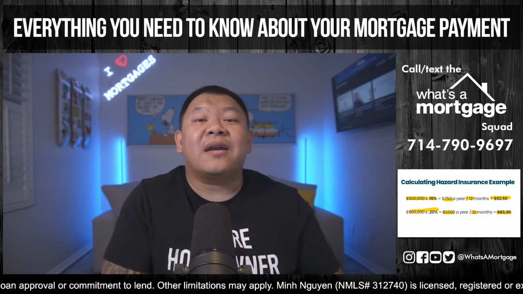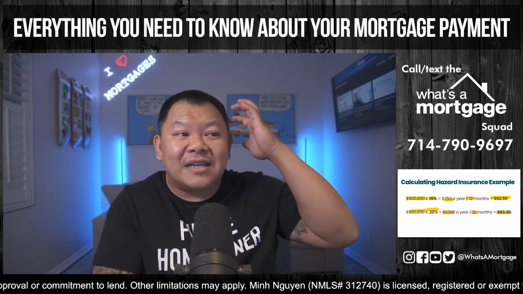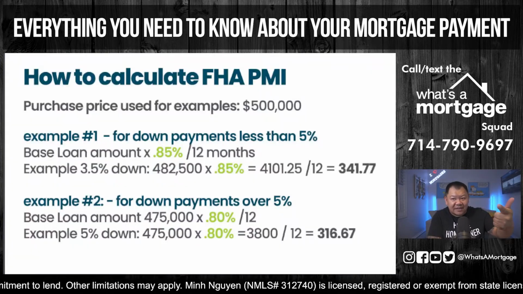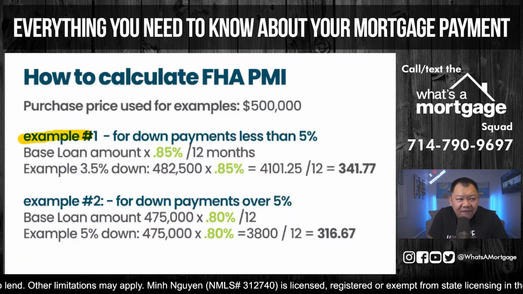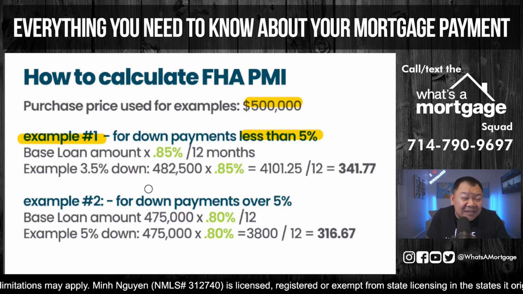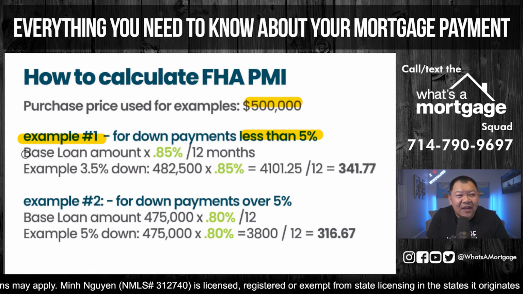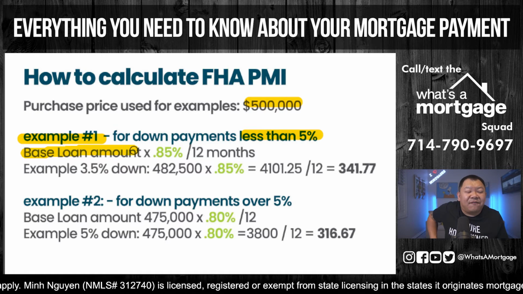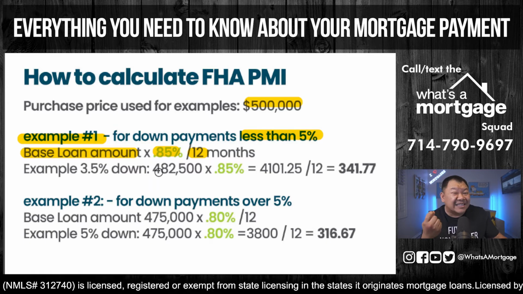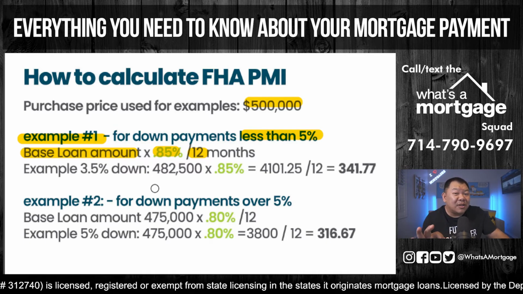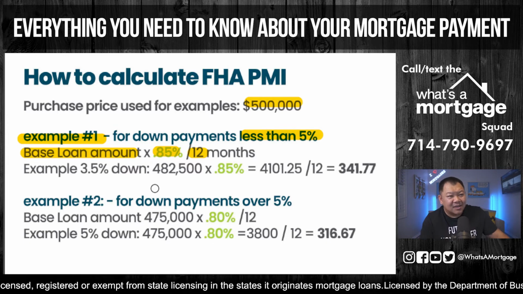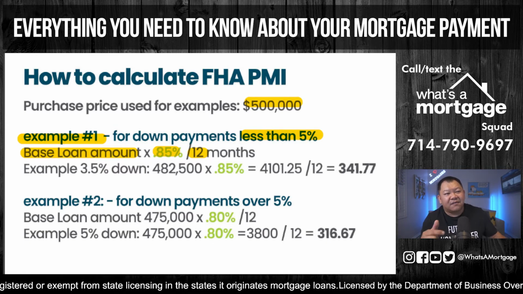So now that we know how to calculate the hazard insurance, the next factor is your private mortgage insurance. There's two types. There's FHA and conventional. Let's go over the FHA one. On an FHA, if you put less than 5% down, the FHA monthly PMI is 0.85. So you typically take the base loan amount, times it by 0.85, and divide it by 12. Remember, when you're calculating the principal and interest, it's the complete loan amount. But when you're calculating the PMI, it's the base.